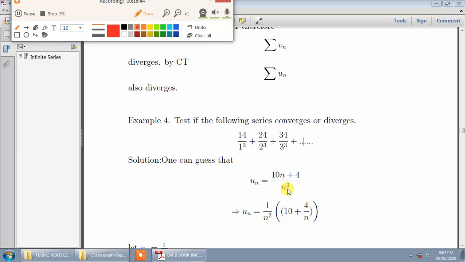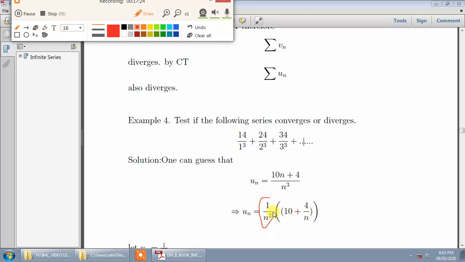Why should I take n square common? Because if I take n cube common, then 10n will be there. So here it is advantageous to have 1 upon n square common outside. If 1 upon n square is outside, what we have inside the bracket is, note that n divided by n cube is 1 upon n square, and plus 4 upon n cube. From that, if I take 1 upon n square outside, we get 10 plus 4 upon n. And note that if I put n equal to infinity here, we get 0 for the second term, so 10 plus 0 is 10.